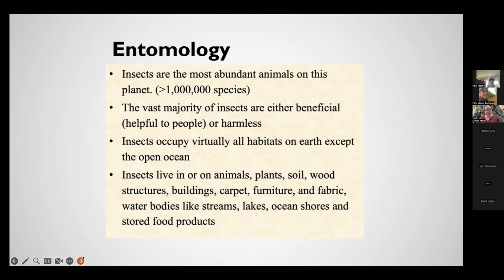Insects occupy virtually all habitats on Earth except the open ocean. We do not have any aquatic insects in salt water. We do have aquatic insects in lakes and ponds, but not salt water. Insects live in or on animals, plants, soil, wood, structures, buildings, carpet, furniture, and fabric, water bodies like streams, lakes, ocean shores, and stored food products. They occupy a very, very wide range.